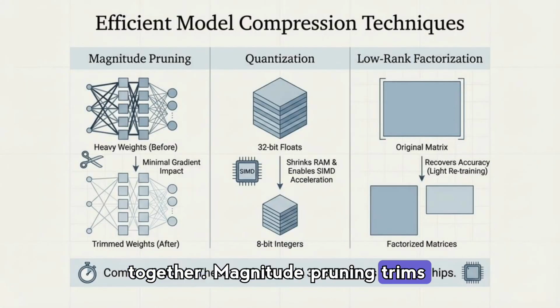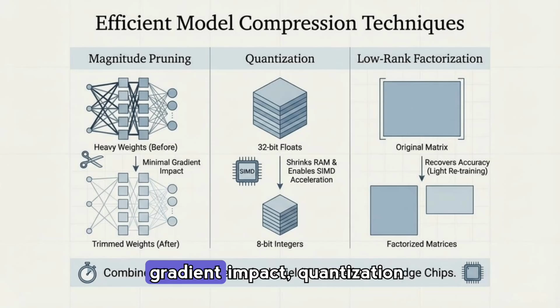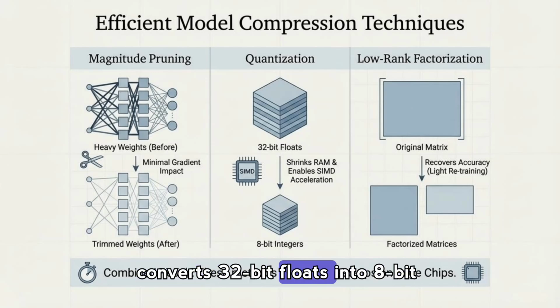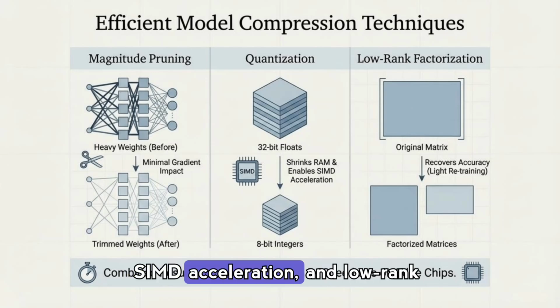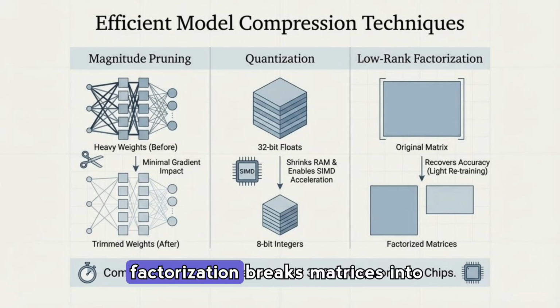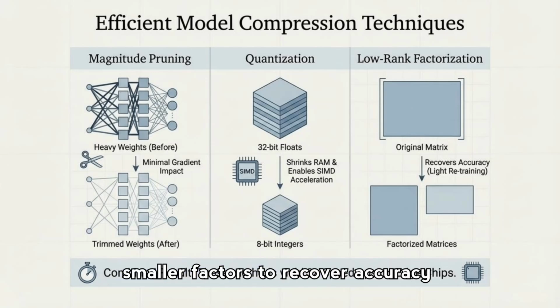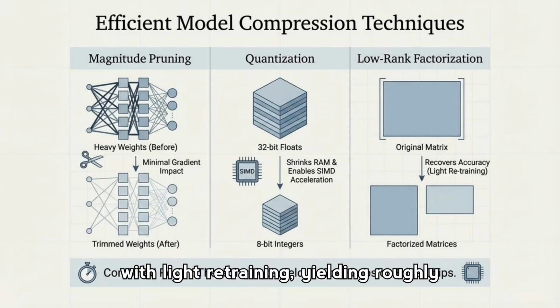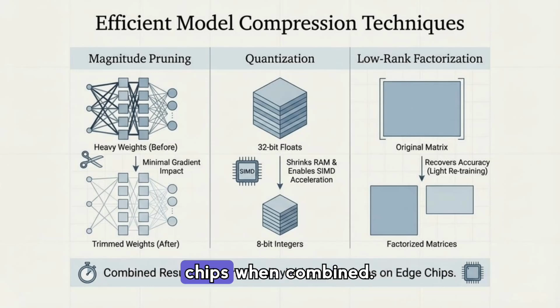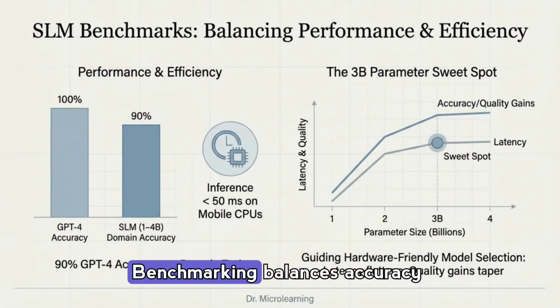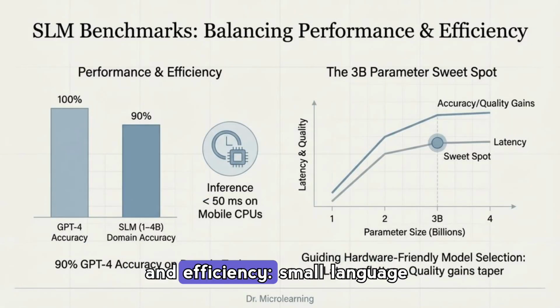This slide outlines efficient compression methods that work together. Magnitude pruning trims low-value weights with minimal gradient impact. Quantization converts 32-bit floats into 8-bit integers to save RAM and enable SIMD acceleration. And low-rank factorization breaks matrices into smaller factors to recover accuracy with light retraining, yielding roughly threefold speedups on typical edge chips when combined.